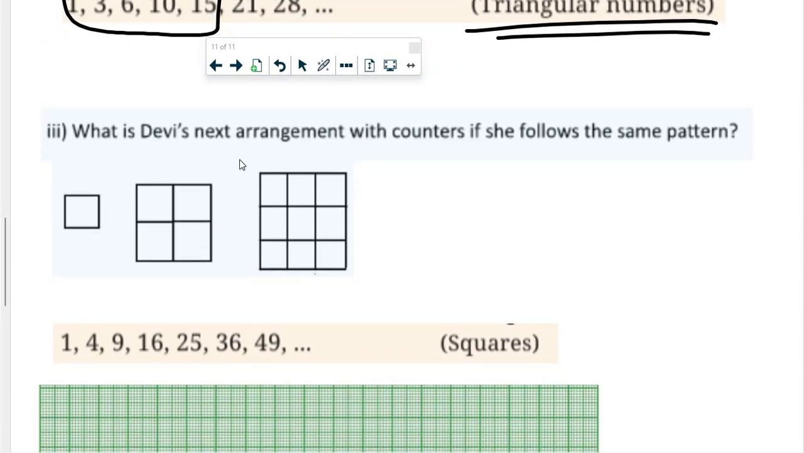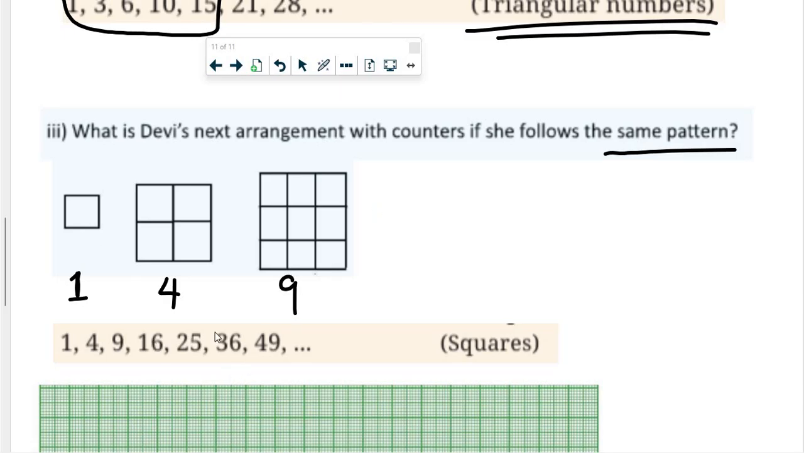What is Devi's next arrangement with counters if she follows the same pattern? Simple. What is this? These are square numbers, meaning you have only one box. Then you have only 4 squares, 1, 2, 3, 4. Then you will have 9 squares, 1, 2, 3, 1, 2, 3.